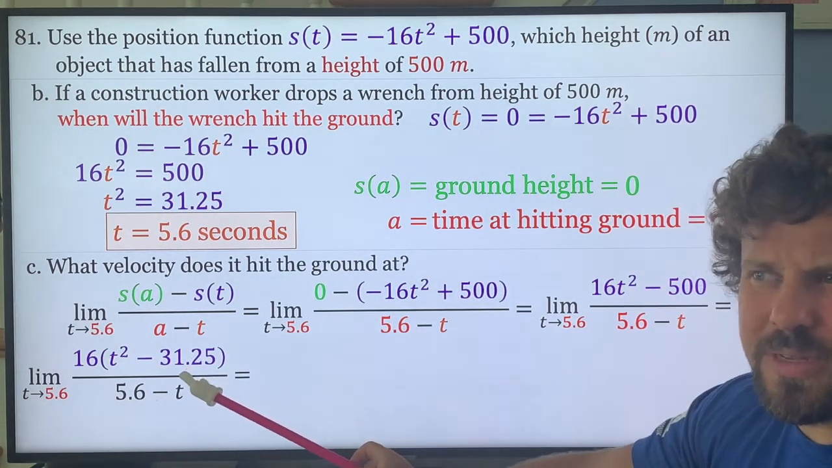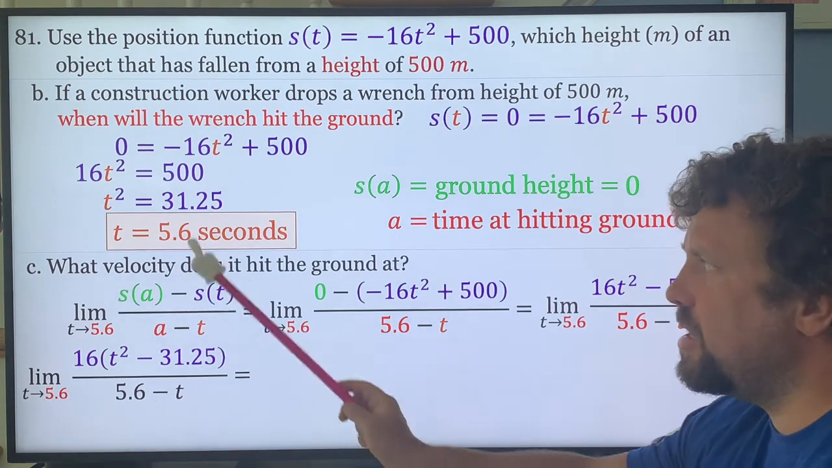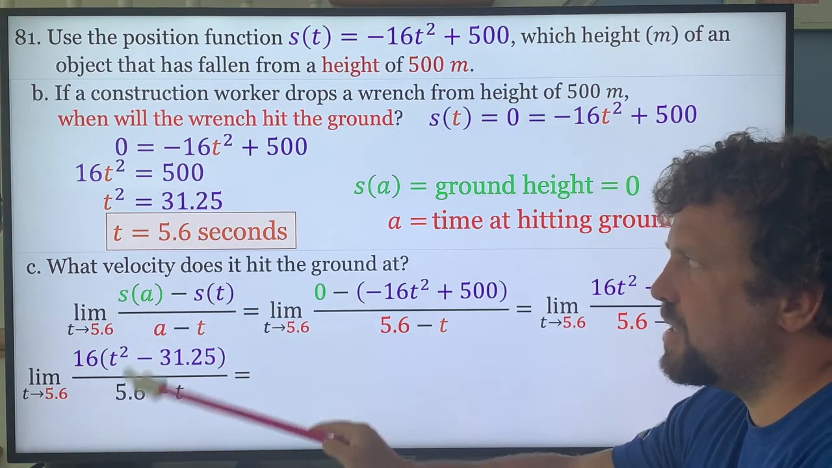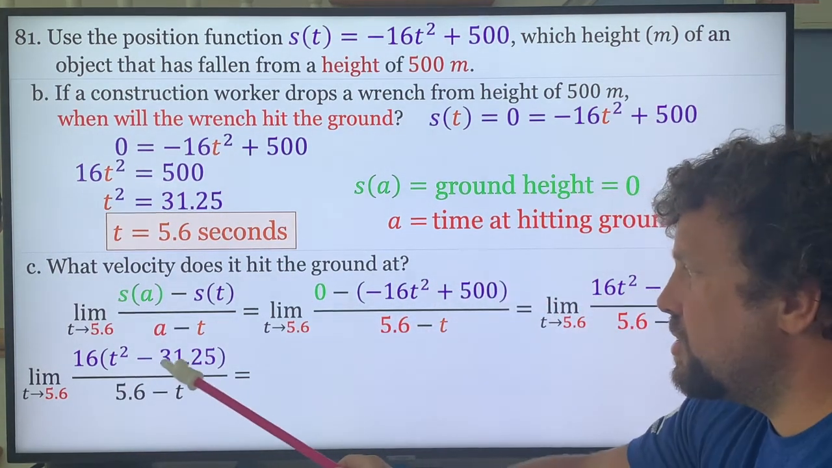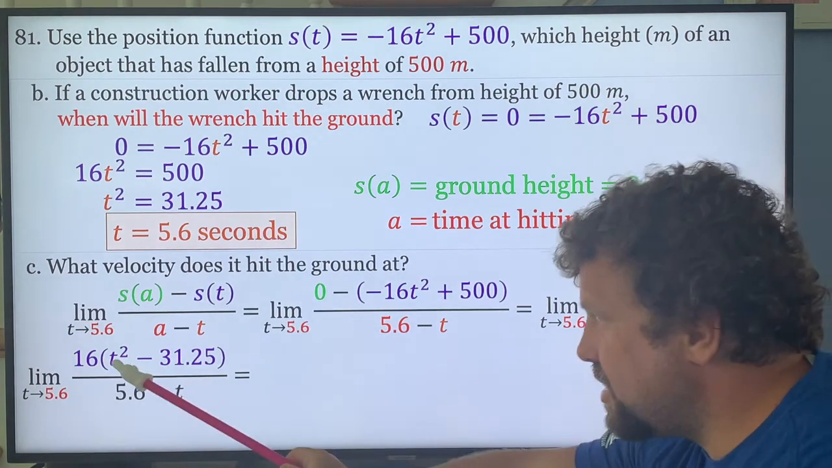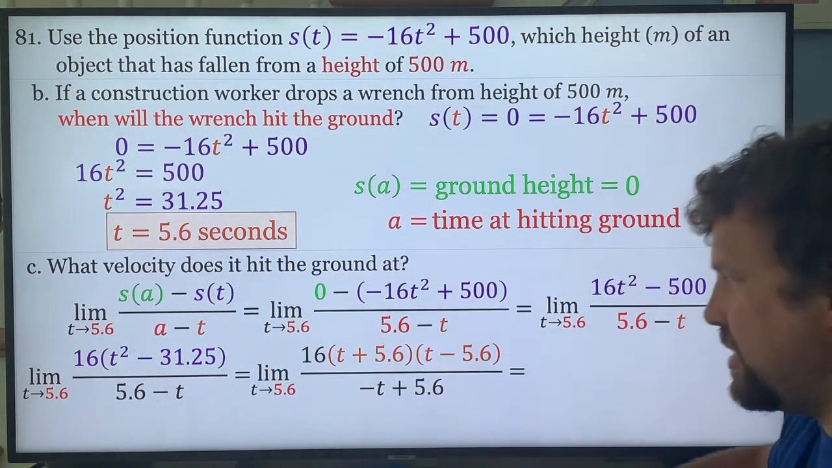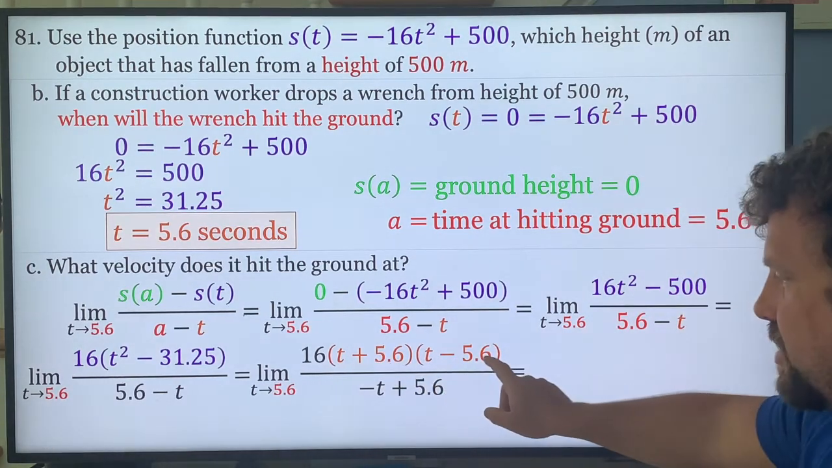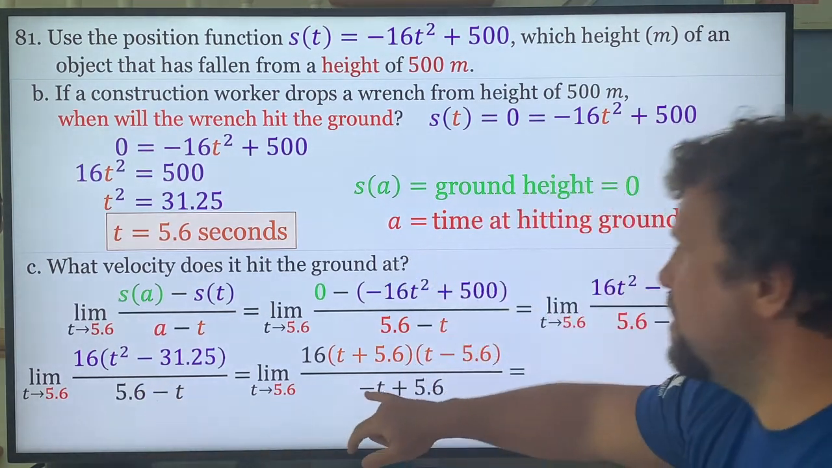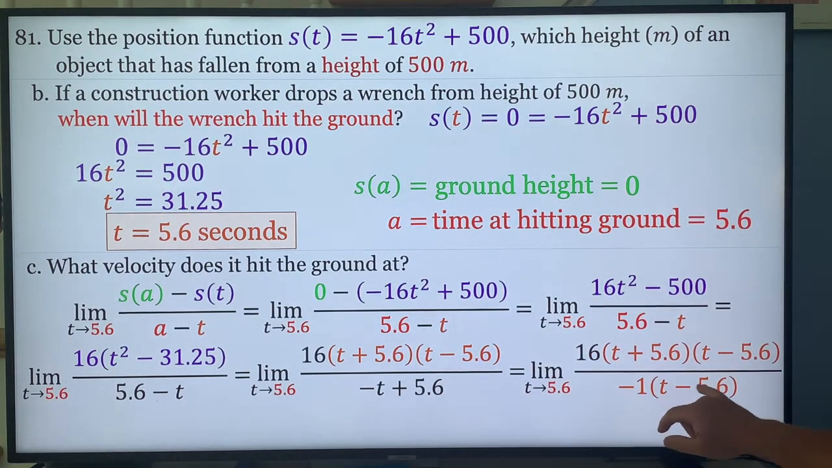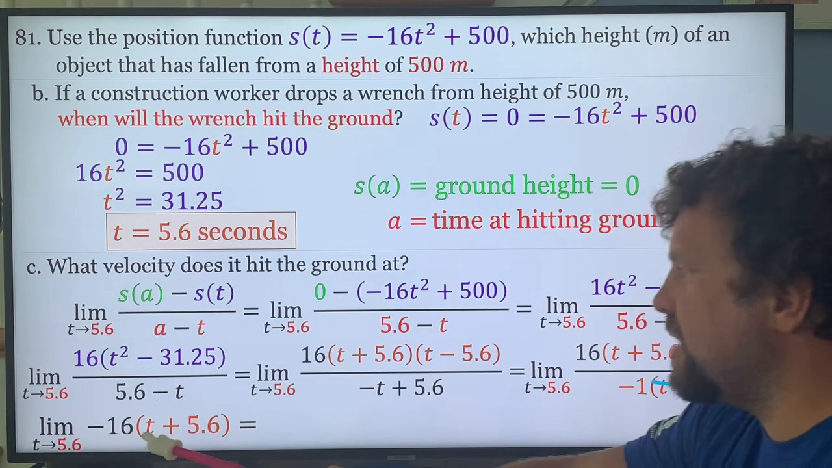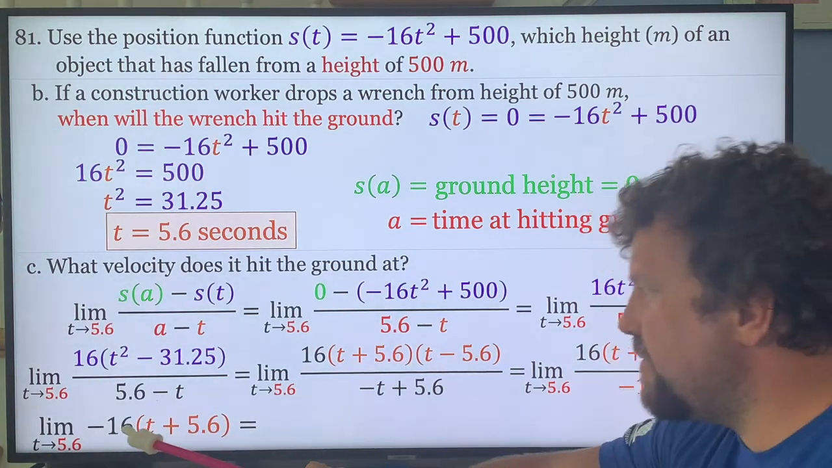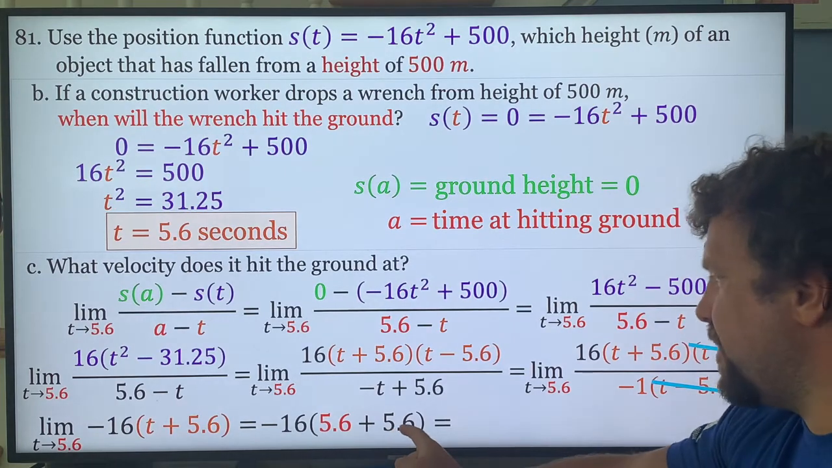Now you may go, oh, that's a decimal. It's not going to square to that. But look at it here. If I have 5.6 and I square it, I get 31.25. So the square root of this is 5.6. So this is t plus or minus 5.6. t plus 5.6, t minus 5.6. If I rearrange these and I pull out a negative sign, -1 times t minus 5.6, t minus 5.6 cancels out. So now the bottom can't be 0. 16 divided by -1 is -16 times t plus 5.6. -16 times 5.6 plus 5.6.